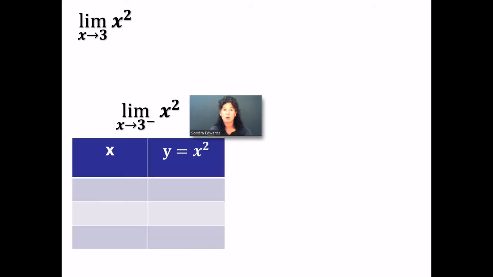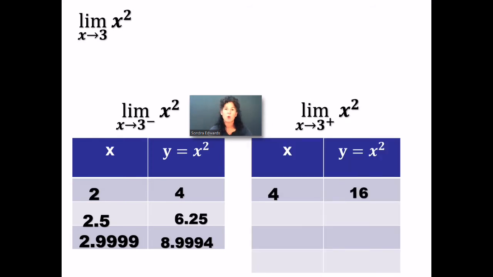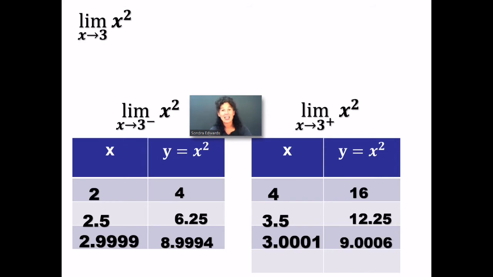So I want to show you an example where we would have been able to just substitute in 3. But let's start with the table. I start picking numbers close to 3 from the left, so 2 is close to 3 on the left, 2.5 even closer, 2.9999 even closer. Looks like we're heading to a value of 9. Let's try choosing numbers close to 3 from the right. Put in 4, put in 3.5, numbers even closer to 3 from the right. 3.0001, and I get 9.0006. Again, looks like we're heading to a height of 9.